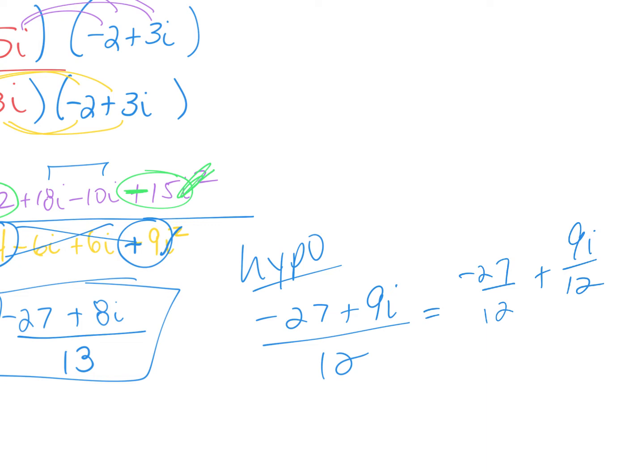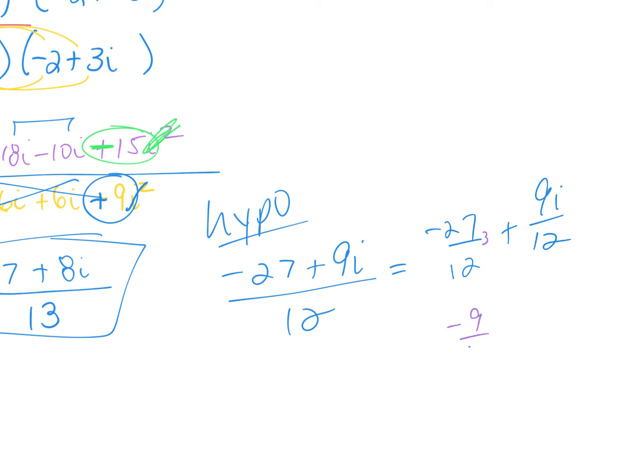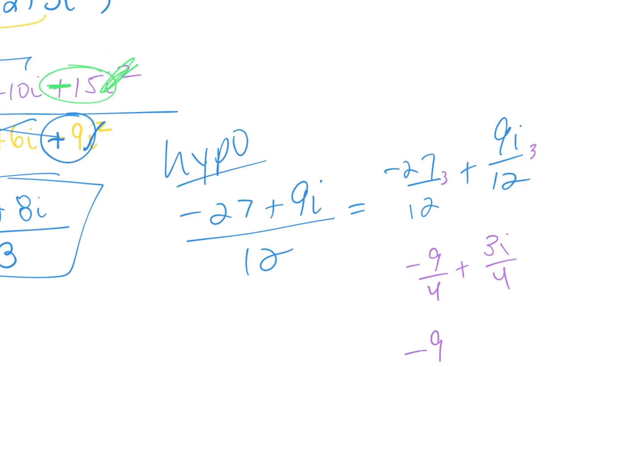What number goes into 27 and 12? 3. So this would become negative 9 over 4 plus, what about over here? 3 again. So this becomes 3i over 4. If they have the same denominator, you can write them over the same denominator. Sometimes it simplifies where one denominator is a 4, the other one's a 2, something like that. But if something simplifies, you have to simplify. In the case of the one that I just made up, it didn't. So that's why we had a hypothetical over there.